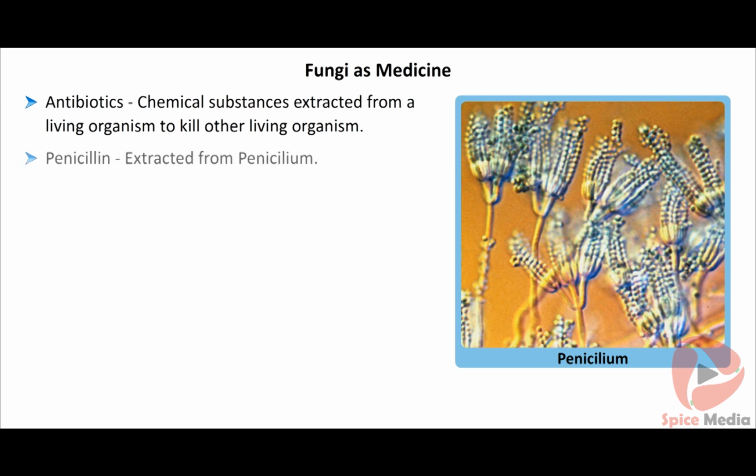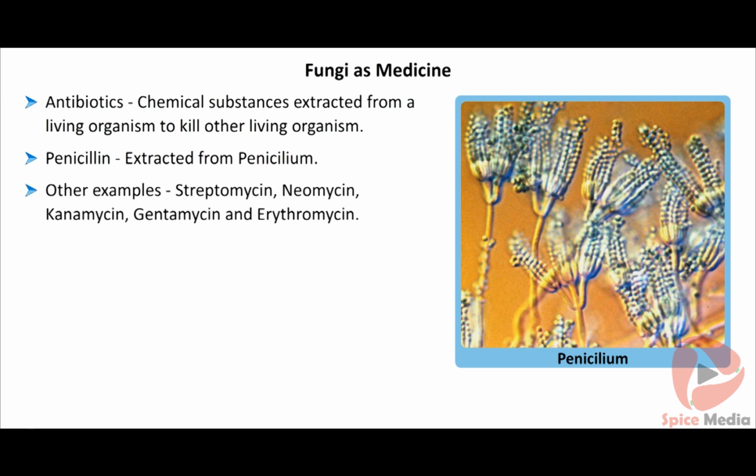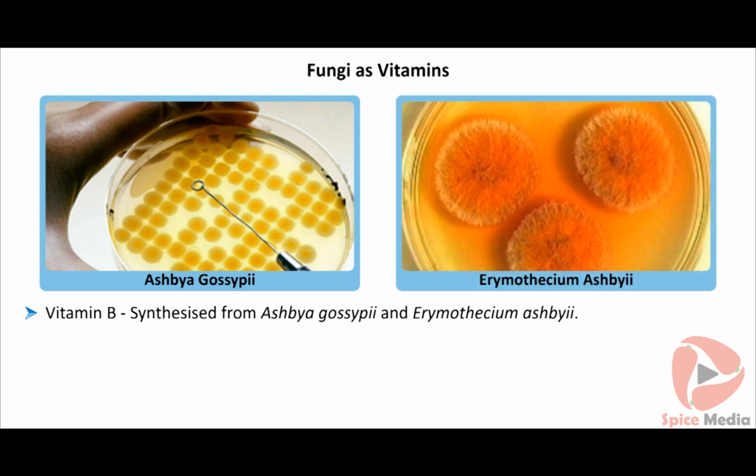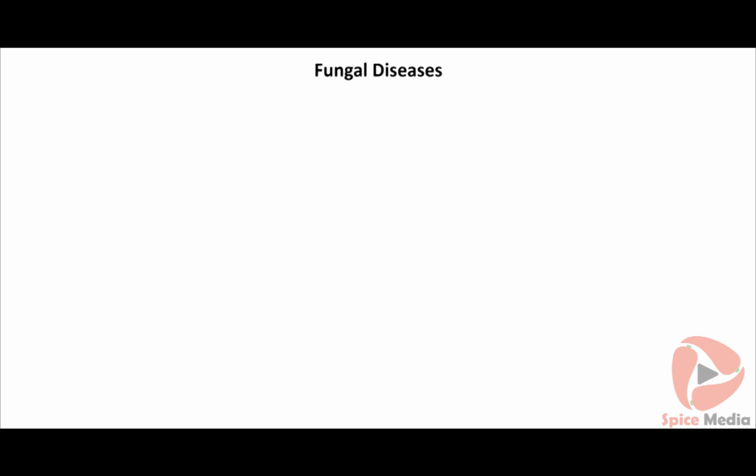An antibiotic is a chemical substance extracted from a living organism to kill or arrest the growth of other living organisms. The antibiotic penicillin is extracted from the fungus Penicillium. The other common antibiotics are streptomycin, neomycin, kanamycin, gentamicin, and erythromycin. Vitamin B, riboflavin, is synthesized from the fungi Ashbya gossypii and Eremothecium ashbyii.